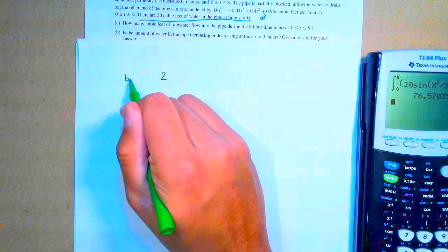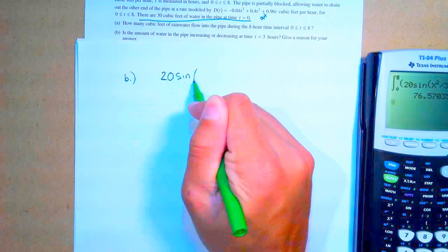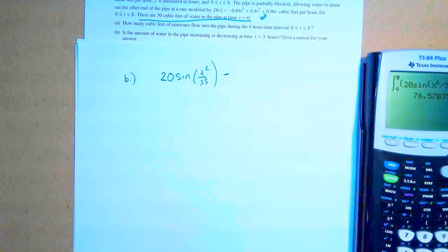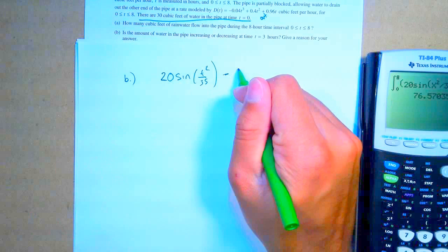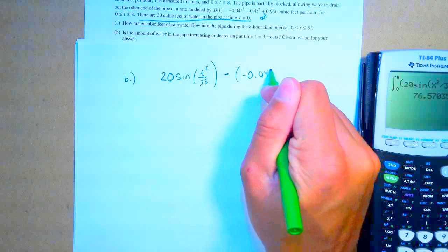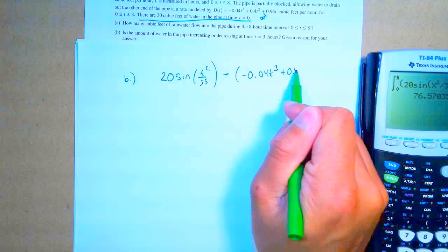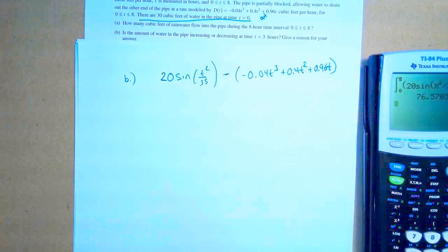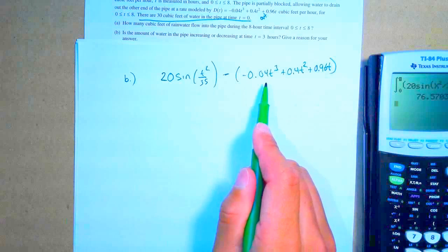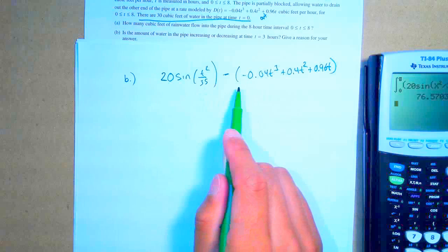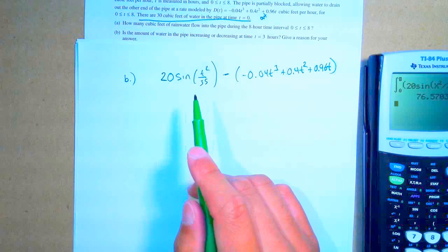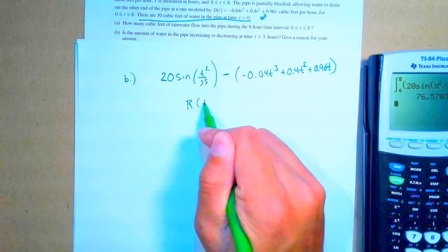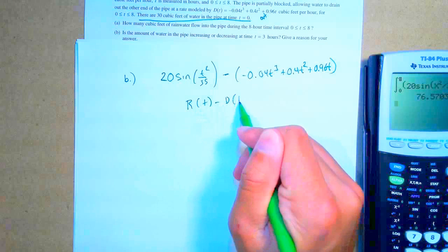At what rate? So for part B, it's going to be 20 sine t squared over 35. That's how much water is going in, and the amount of water that's going out is minus d of t, which is negative 0.04 t cubed plus 0.4 t squared plus 0.96 t. Okay, this is the amount of water going in, this is the amount of water going out. And the reason why I'm subtracting this is because this is going to be the total amount of water that's going in and out between 0 to 8. Now, another way you could have written this is simply as R of t minus d of t.